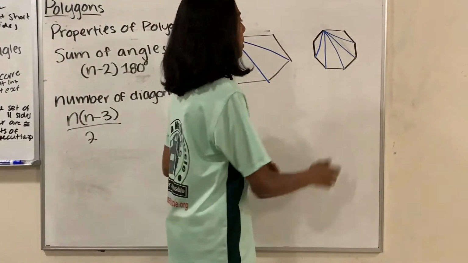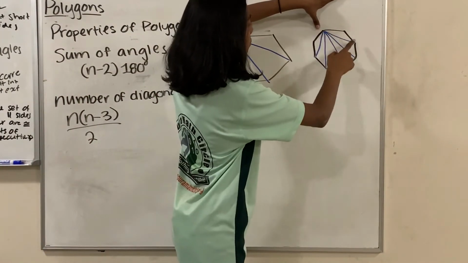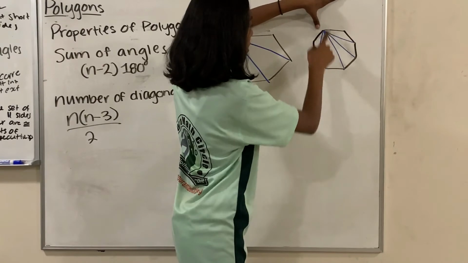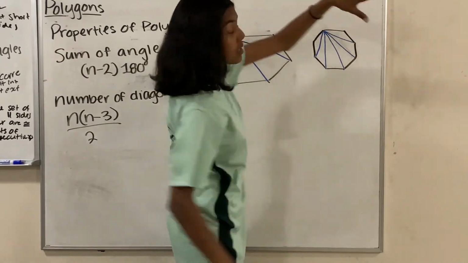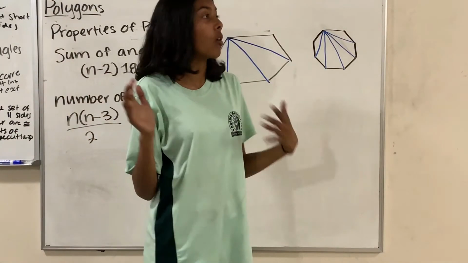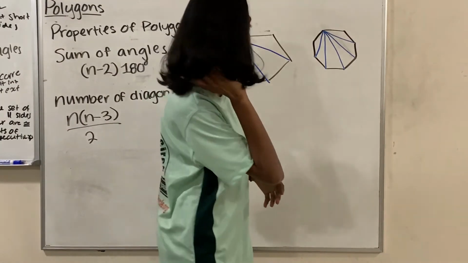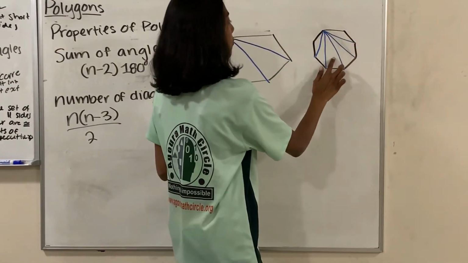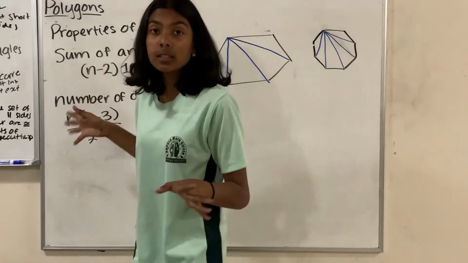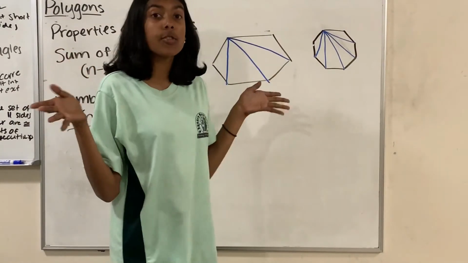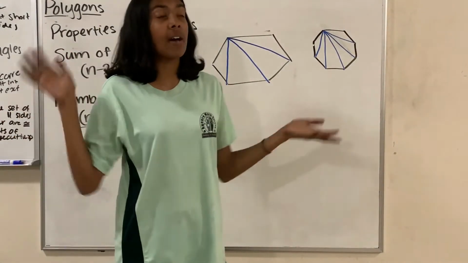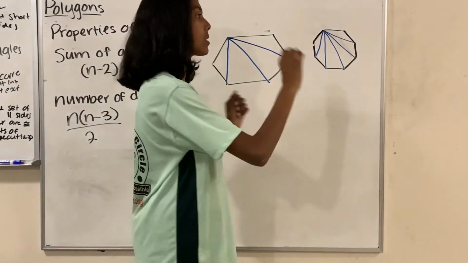Same thing with an octagon. I chose this point. We have 1, 2, 3, 4, 5 diagonals from that point, or 6 triangles: 1, 2, 3, 4, 5, 6. And each of those 6 triangles have 180 degrees in them, so you do 6 times 180.